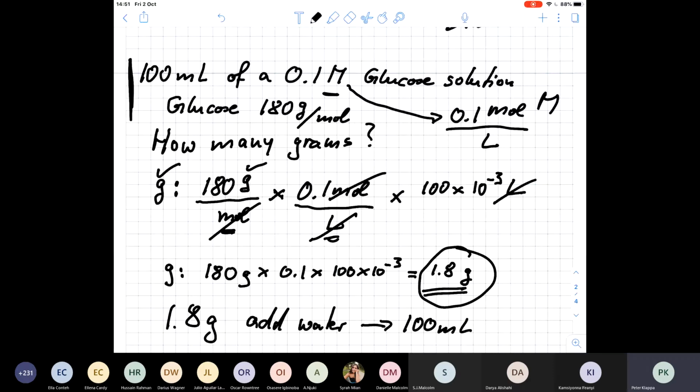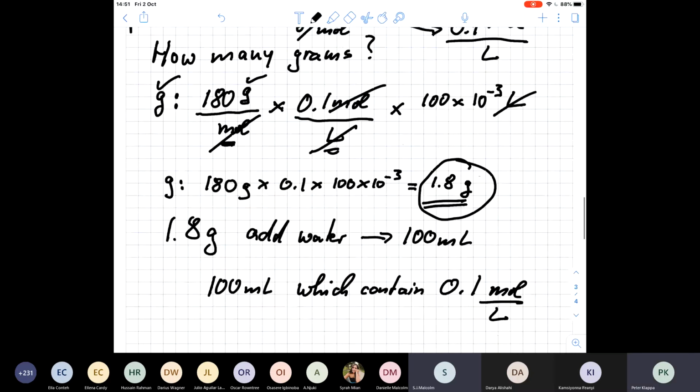Does it make sense? So I have a question. You said water can be converted into grams as well. So like 100 milliliters can be 100 grams. So wouldn't the end mass be 101.8 instead of 100? No, you don't need to worry about the water in this case. Okay. Thank you.